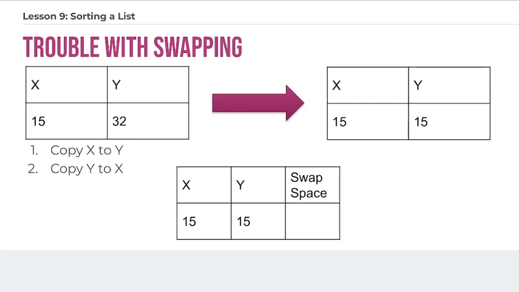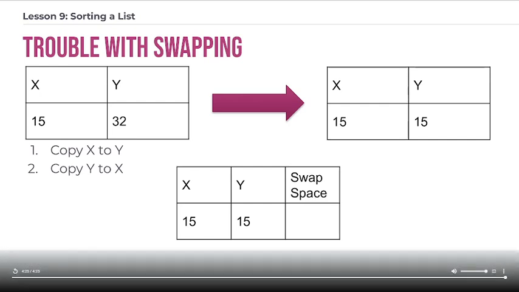We can't just overwrite something in the computer's memory without saving it somewhere else. Okay, because remember, the computer doesn't have as good a memory as you. If you don't tell that data to persist somewhere else, it will be gone.